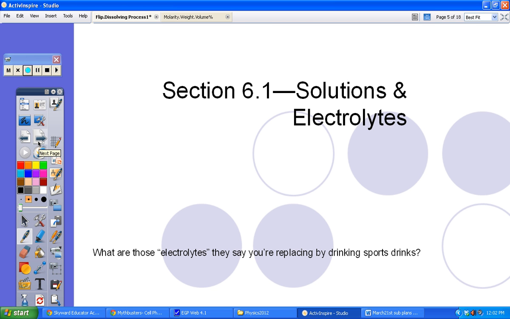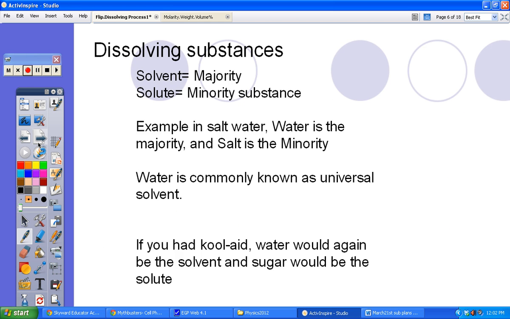You've heard the term electrolyte before many times, I'm sure, and we're going to try to figure out what does that mean, what exactly are those, and how do they work. Before we do that, we're going to talk about dissolving substances. Substances get dissolved into a liquid in most cases. Water is typically what we're dissolving stuff into, so for example, salt into water.